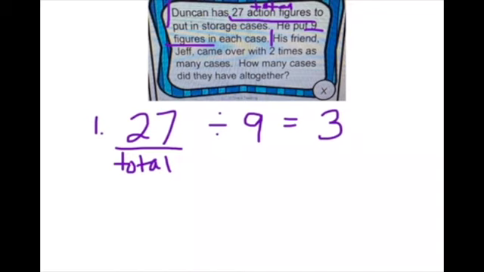So that would be the first part of our problem. So that's how many cases Duncan has, okay? Duncan's amount of cases he has are 3. Let's do the next part of the problem.